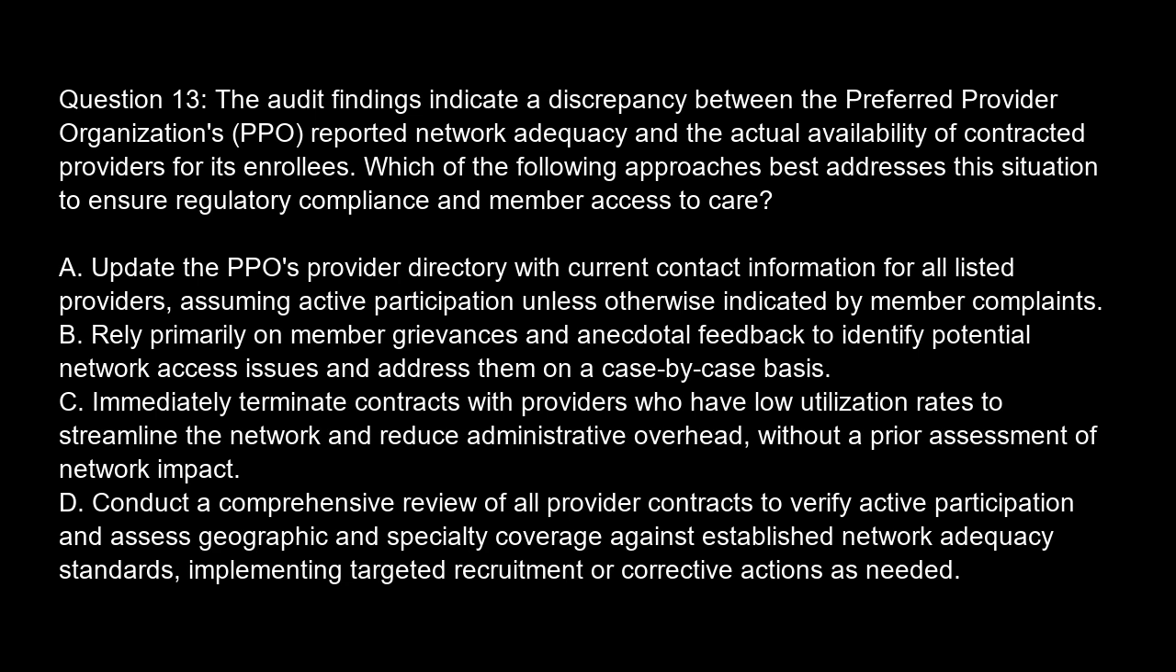Option B. Rely primarily on member grievances and anecdotal feedback to identify potential network access issues and address them on a case-by-case basis. Option C. Immediately terminate contracts with providers who have low utilization rates to streamline the network and reduce administrative overhead without a prior assessment of network impact. Option D. Conduct a comprehensive review of all provider contracts to verify active participation and assess geographic and specialty coverage against established network adequacy standards, implementing targeted recruitment or corrective actions as needed.